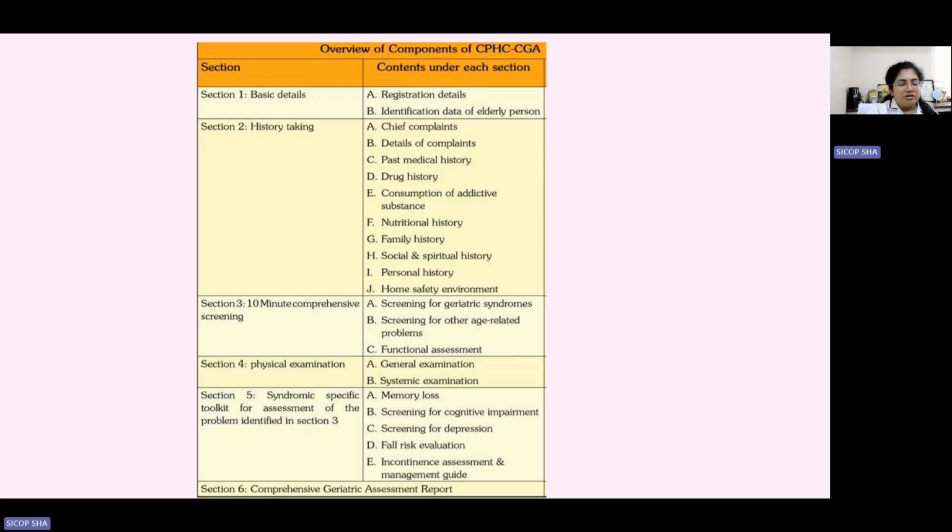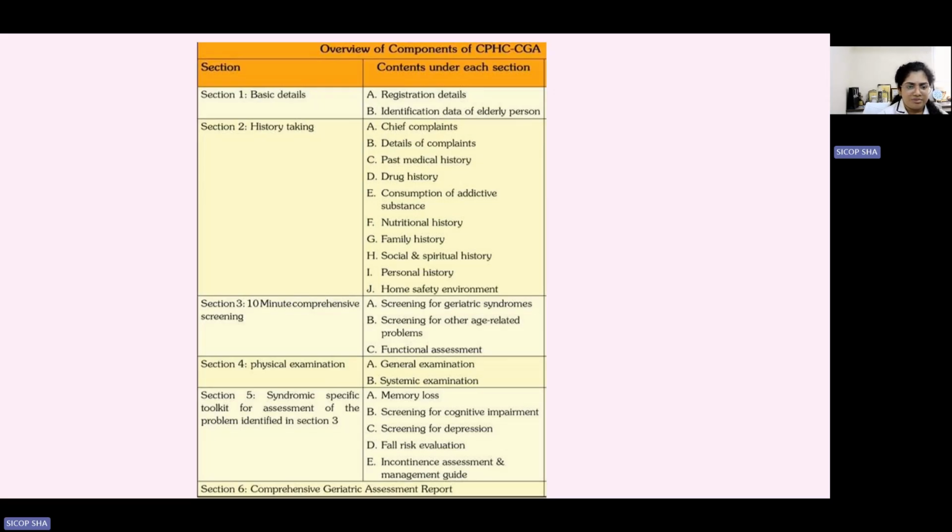Next is section 3, that is the 10-minute comprehensive screening. In section 3, we have basic details, we have history, and now we are looking for the screening. Here we have screening for the geriatric syndrome, screening for other age-related problems, and functional assessment. That is the comprehensive assessment, and within 10 minutes we can assess this.